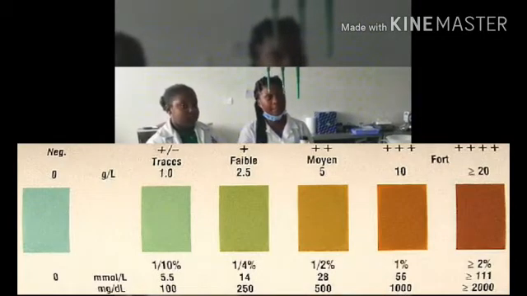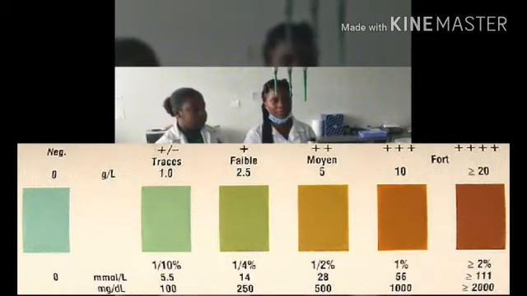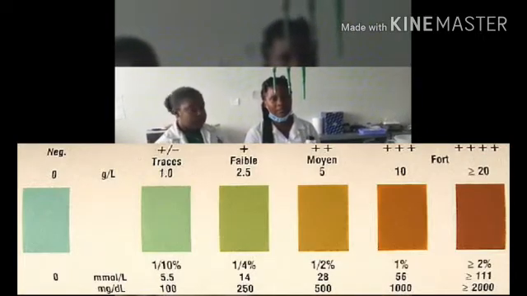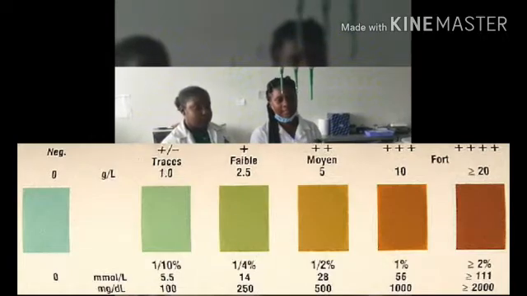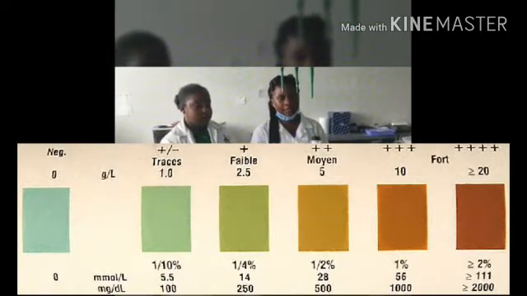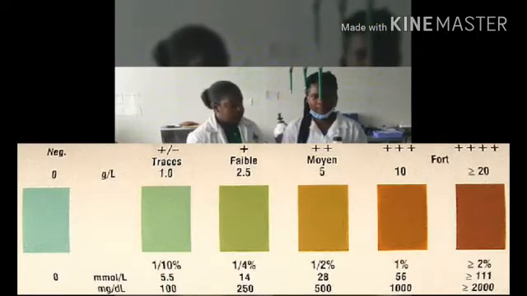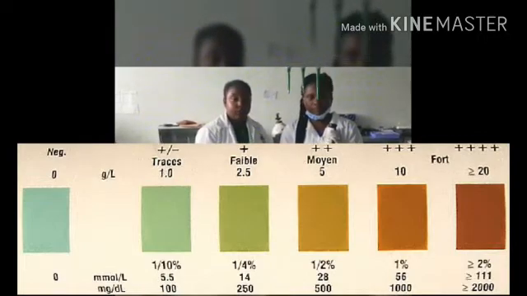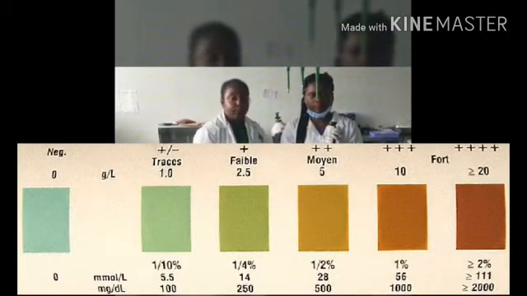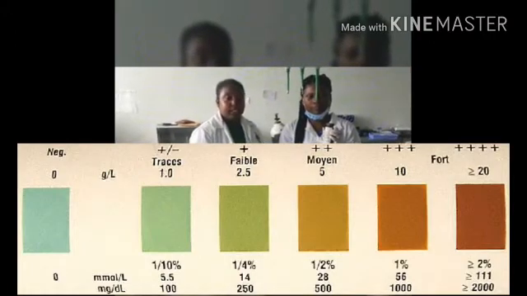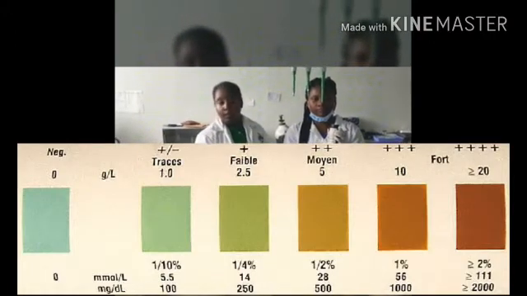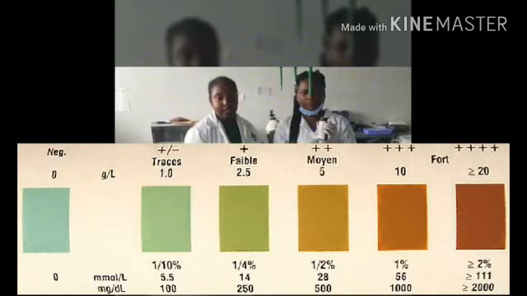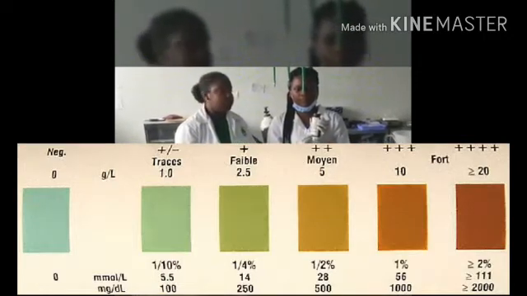Brown color change indicates that there is a 2 plus level of glucose in the urine. This value is 27.75 millimoles per liter, which indicates 500 milligrams per deciliter is being lost via urine. A light brown color change indicates 3 plus glucose urine levels, which is 55.5 millimoles per liter. This is indicative of more than 1000 milligrams per deciliter of sugar being lost through urine.